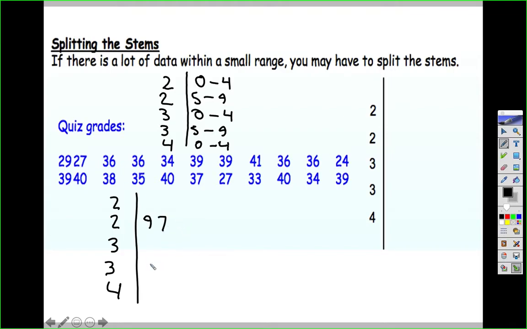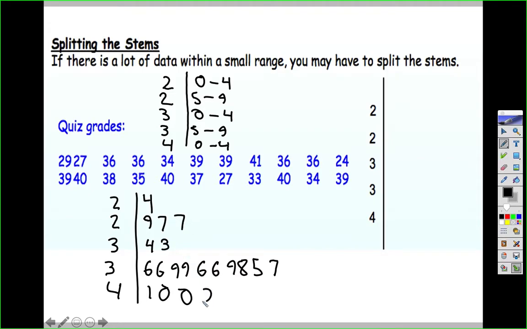Then I have a 36. 6 goes in the second. 36 in the second. 34 goes in the first. 39 in the second. 39 in the second. 41, 36, 36, 24. 39 and 40. 39, 40. 38. 35. 5 to 9 is in the second one. 40, 37, 27, 33, 40, 34, and 39.